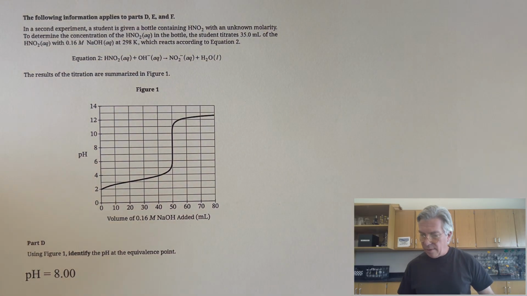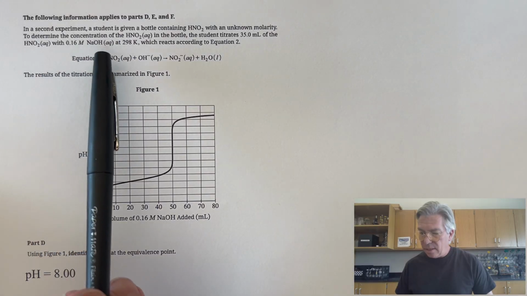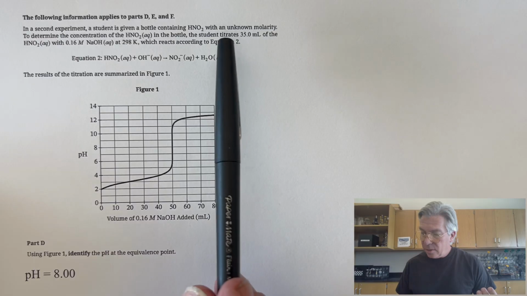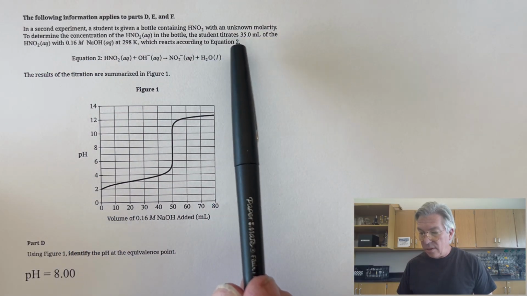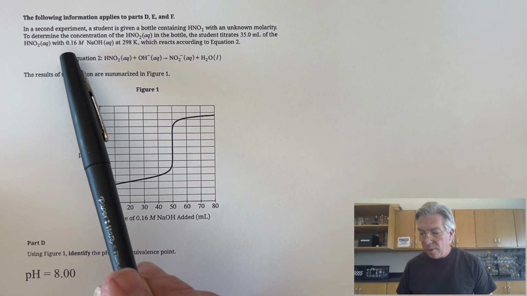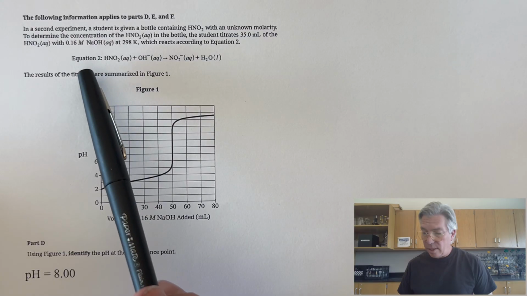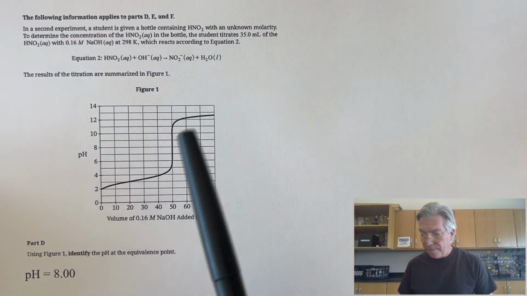All right, that's part C. Let's move on into parts D, E, and F. So here's a titration curve. In a second experiment, a student is given a bottle containing HNO2 with an unknown molarity. To determine the concentration of the HNO2 in the bottle, the student titrates 35 milliliters of it with 0.16 molar NaOH, which reacts according to equation 2, and that's right here. The acid and the OH minus make the conjugate base and some water.